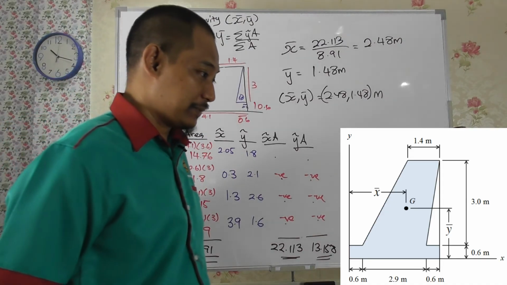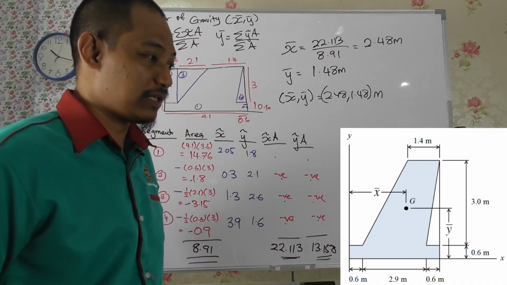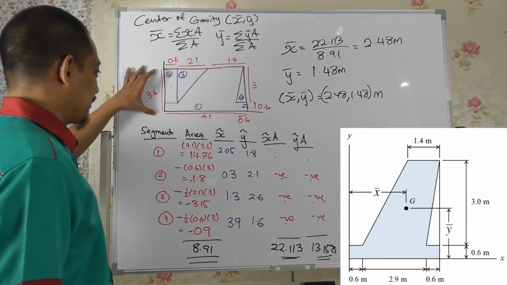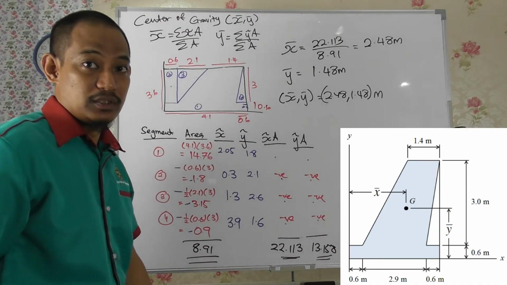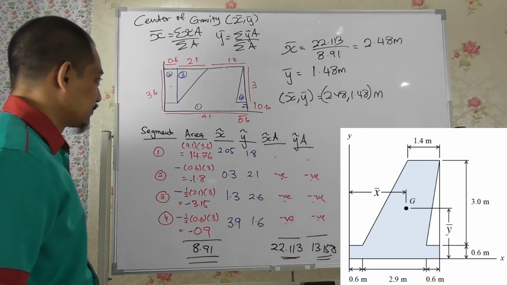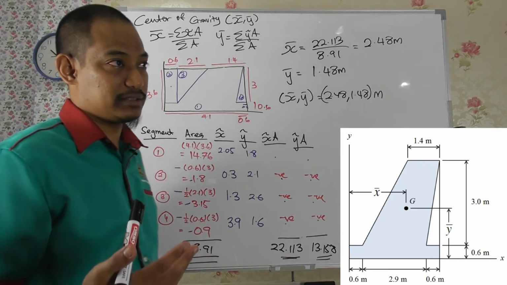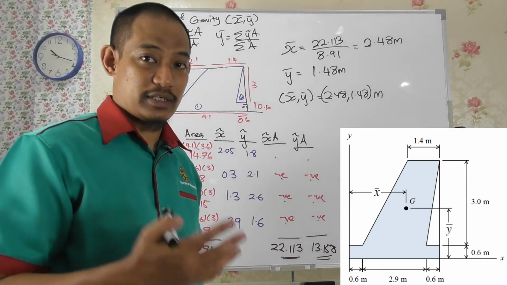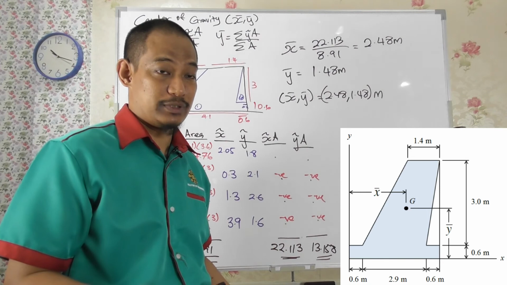So second part, propose a way to lower the center of gravity. And it says the constraint: the height should be maintained and the base should be maintained. So what can you do? There are several ways. This is just to test your understanding, and whatever answer you give, as long as it's correct in terms of the understanding, you will be given the marks.